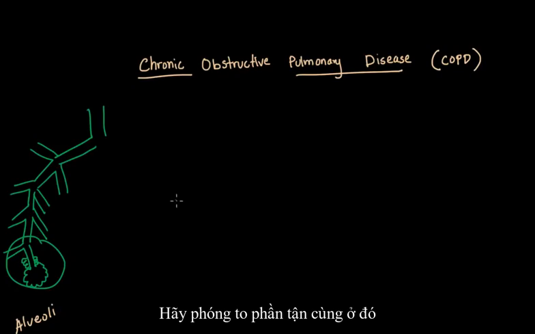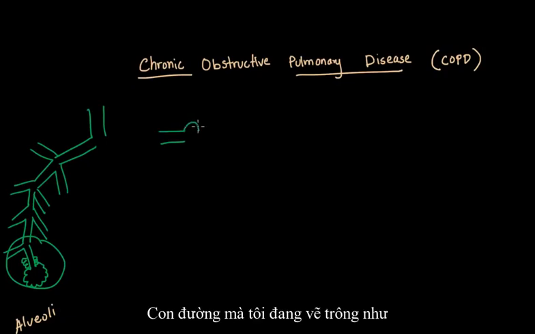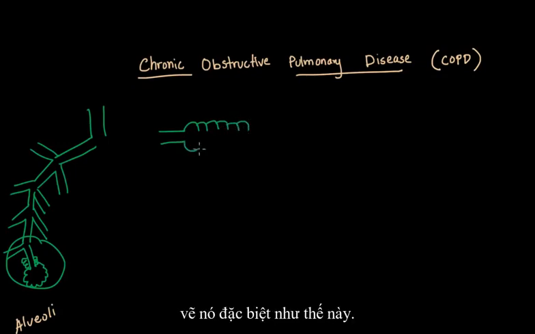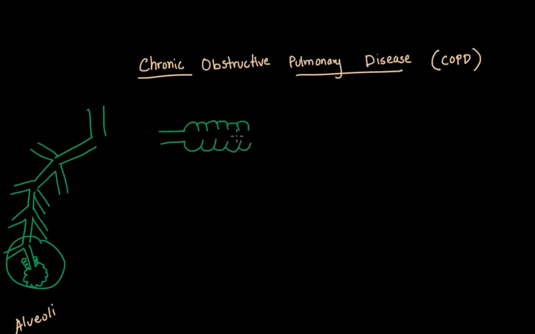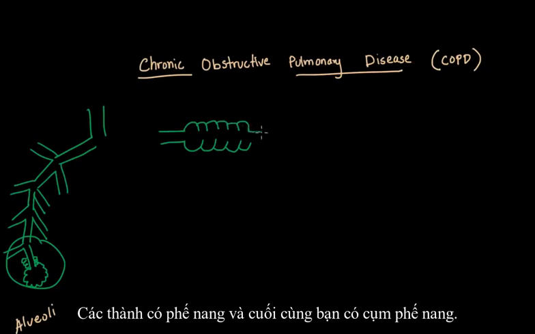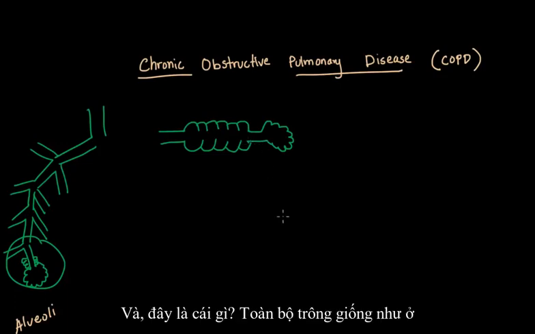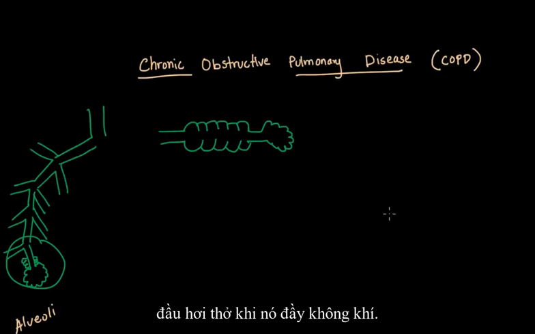Now let's just blow up that end unit there and get a better look. So you have your terminal branch here, and the way I'm drawing this kind of looks like little clusters of tents. And you'll see in just a second why I'm drawing it in particular like this. I'm trying to get across the idea that there are walls separating each alveolus from each other. So the walls have alveoli, and then at the end you have your cluster. And this is what the whole thing looks like at the top of a breath when it's filled with air.